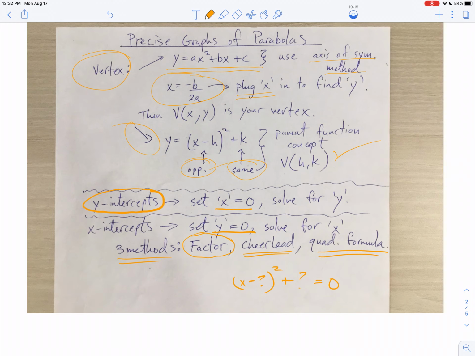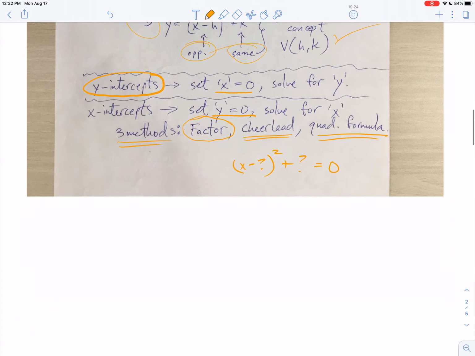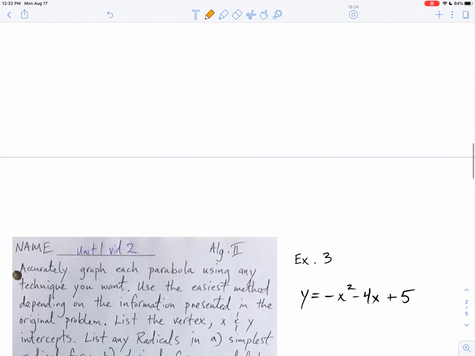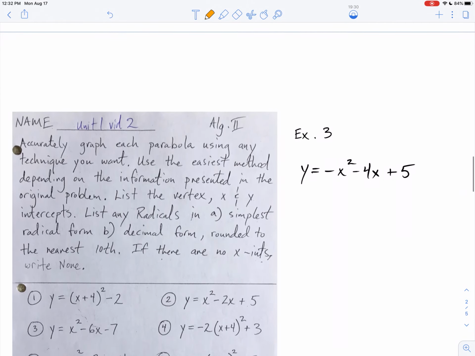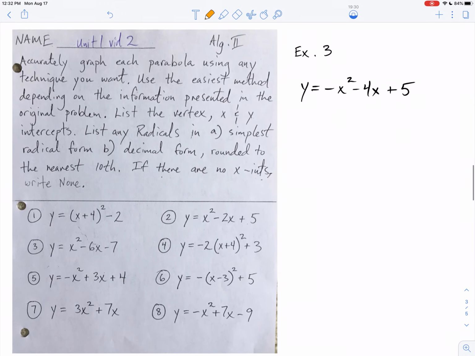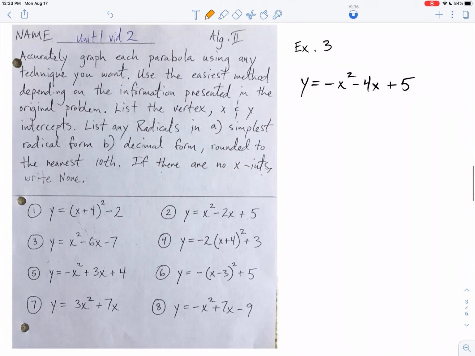So let's look at an example that's going to use factoring. And here it is, down here. Let's see, I think, example 3. Now, I put this one conveniently right next to your assignment. So it says Unit 1, Video 2. That's the name of this assignment. What does it say for you to do? It says, accurately graph each parabola using any technique you want. So when I say any technique, I mean do the easiest thing possible, depending on the information I give you.